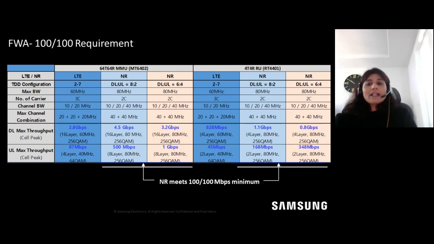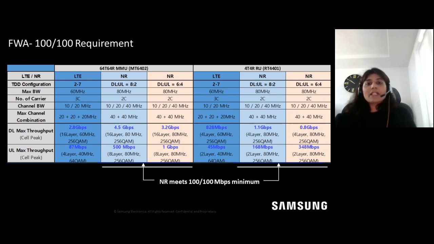If we look at these capacities, with the 8:2 configuration, for an 80 megahertz system, our massive MIMO system can provide up to 4.5 Gbps capacity in downlink and 500 Mbps in uplink. For a 6:4 configuration, our systems can provide up to 3.2 Gbps in downlink and up to 1 Gbps in uplink. So NR can clearly meet the 100 by 100 requirements.